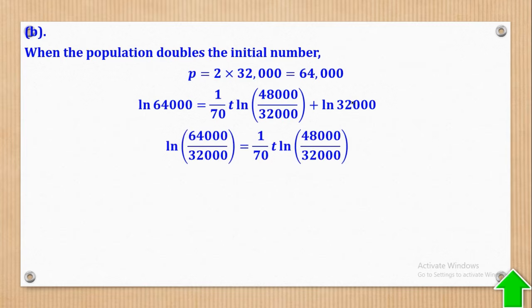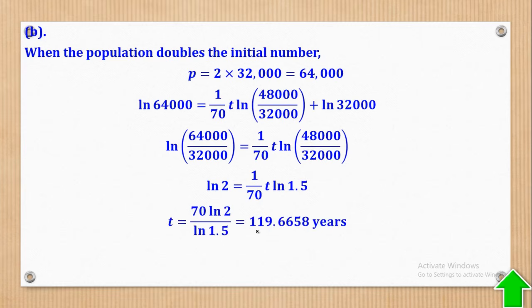To do that, I'll take this one this side to come up with this. And after that, this one is the same as ln 2 because this over this is 2. And this over this is 1.5. Therefore, make t the subject. t will be equal to 119.6658 years.